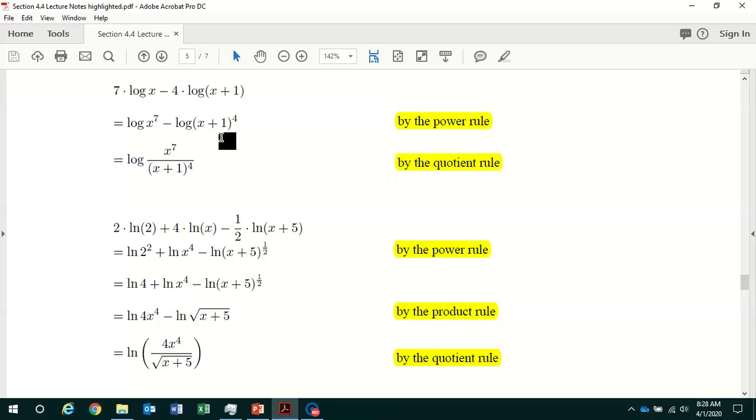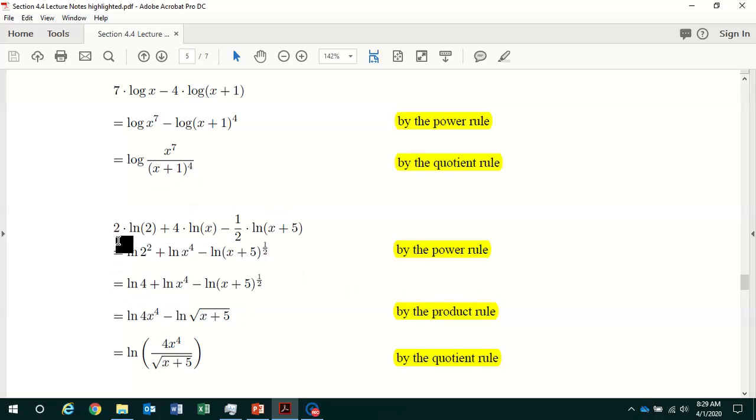And now we have the difference of two logs in the same base. So we can combine these two logs by the quotient rule. x to the 7th goes in the numerator, x plus 1 to the 4th goes in the denominator. So by the quotient rule, this difference is equal to the common log of x to the 7th over x plus 1 to the 4th. So this difference of two logs up here is equal to the single logarithm down here.